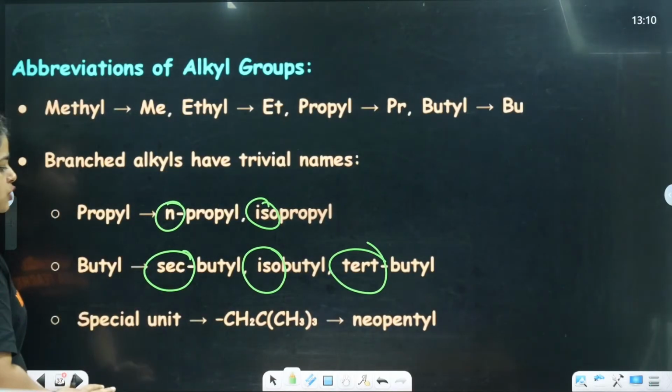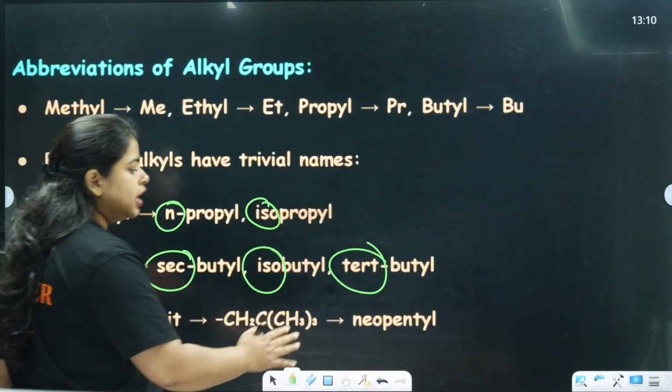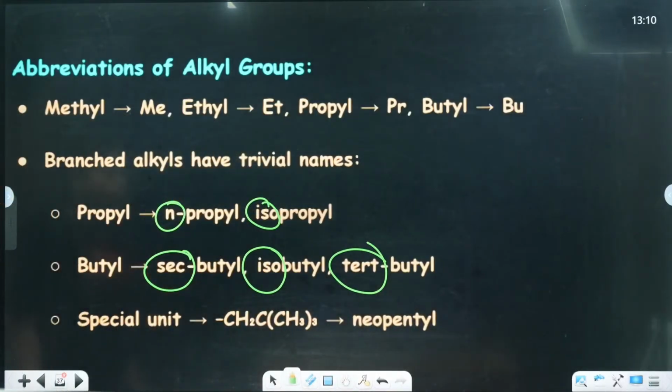Now the special unit is what? CH3, CH2, C, CH3. This is going to be neopentyl. Okay, it is going to be what? Neopentyl. Clear?